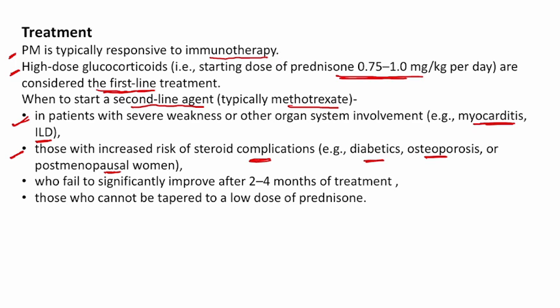We will add methotrexate and we will reduce the dose of steroid. Then with time we will start tapering the steroid and we will take up the patient on methotrexate only. Who fails significantly to improve, जिनके ऊपर काम ही नहीं कर रहा स्टीरॉयड, तो हमें ऐड करना पड़ेगा सेकेंड लाइन एजेंट. अगर हम टेपर नहीं कर पा रहे प्रेडनिसोन, तो हमें ऐड करना पड़ेगा methotrexate. So these are the indications of second line drug therapy addition. Right, so this is the treatment: prednisone and second line addition of the methotrexate.